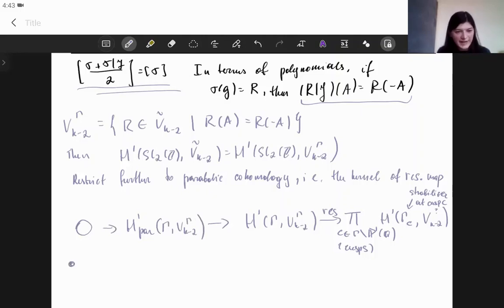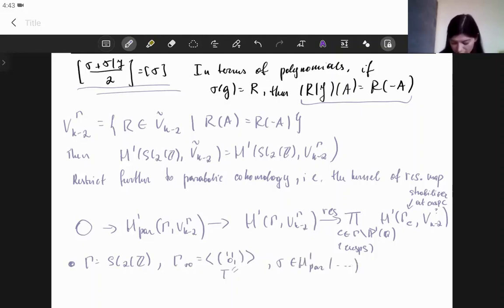So as an example, if we have gamma to be SL2(Z), we'll have one cusp, infinity. The stabilizer at infinity is generated by this translation matrix. So sigma in the parabolic homology group implies that sigma of any power of T should be 0. Okay, we will see why this condition makes sense in just a little bit.